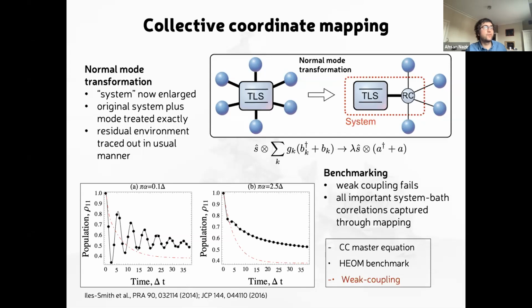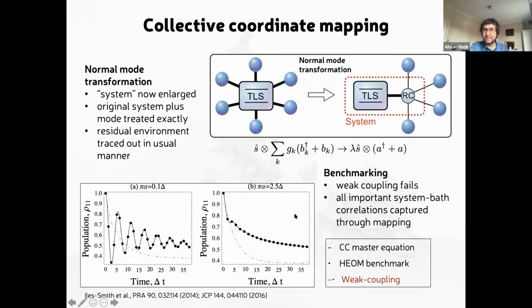So for those unfamiliar with the hierarchical equations of motion, you can just think of it as, well, as the name suggests, a hierarchy of equations of motion that describe the dynamics of the system and its correlations with the environment. And for certain situations and certain spectral densities, it can converge very nicely to numerically exact results. So we use that as our numerical benchmark.